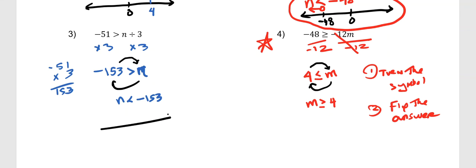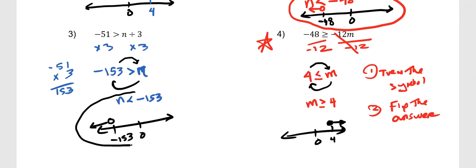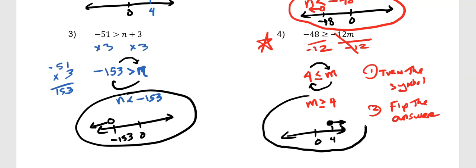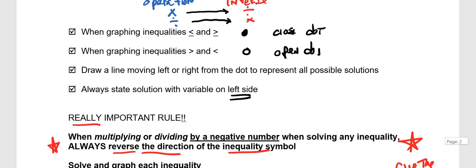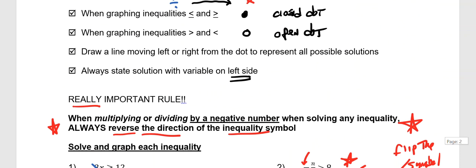So if we quickly go back, we can draw our number line. Open dot to the left, which works with our solution, and we can draw our number line. Closed dot to the right, which matches. So that is everything we need to be concerned with right there, with multiplying and dividing as our way of solving. Remember that really important rule. When you multiply or divide by a negative, reverse the direction of the inequality symbol.